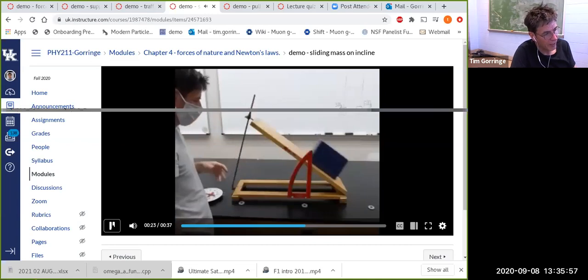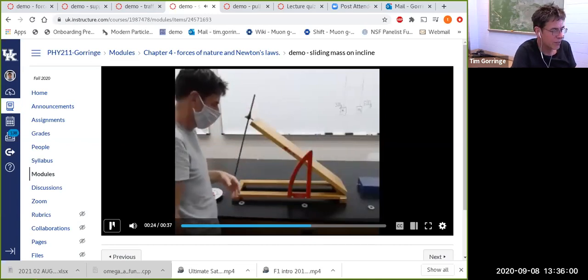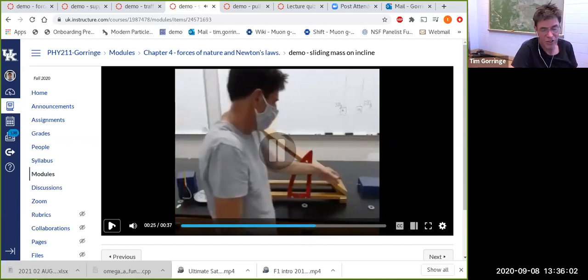Now I just lowered the incline. Again, I released it. It started from rest. It accelerated down the incline. But you might have noticed one thing. When the incline was steeper, its acceleration was larger. When the incline was shallower, its acceleration was smaller.